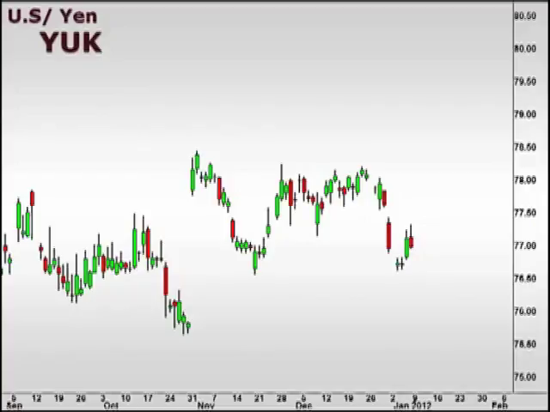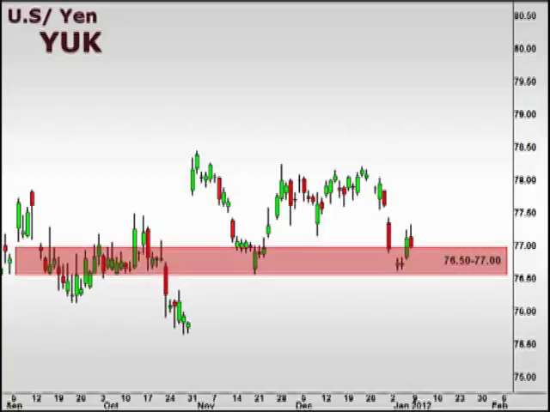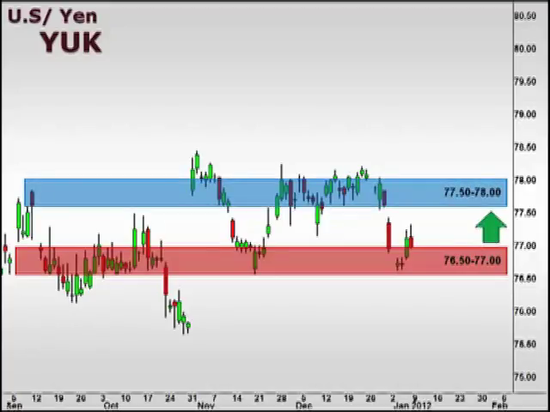Let's take a look at the US dollar versus the yen as seen here in the YUK. Well, the YUK is back down testing support within the 76.5-77 focal zone. Considering last Friday's reversal candle, a subsequent break below 76.5 opens the window for further weakness. A break back above 77 is likely to yield a retest of 78.